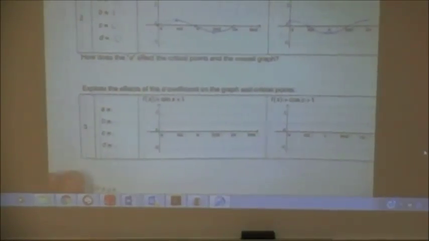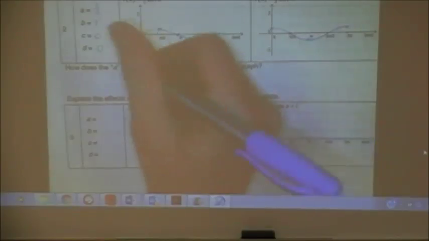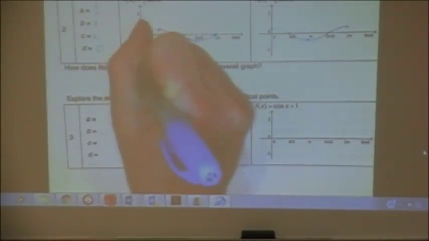Okay, so how does the A value affect the critical points of the overall graph? It is a stretch or compression. Vertical stretch or compression.